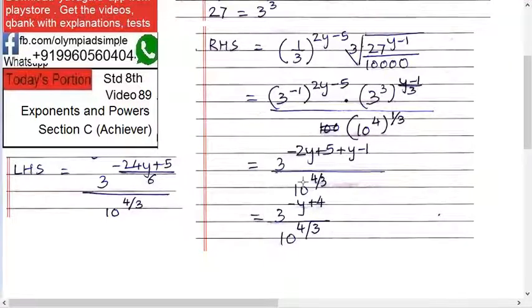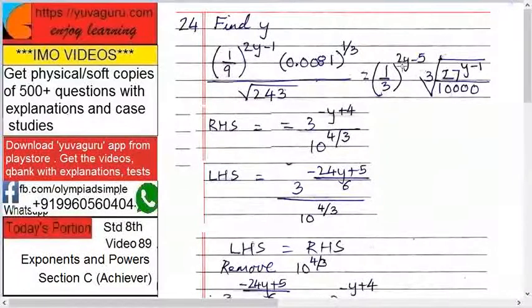3 has gone. Okay. Upon 10 raised to what? 4 upon 3. This 4 by 3 means 4 upon 3. Okay. Why? Because (x^a)^b is x^(ab), multiplication. Okay. So RHS is what? 3 raised to minus 2y plus 5 plus y minus 1, that is 3 raised to minus y plus 4, upon 10 raised to 4 by 3. Now this is RHS. But what is given? LHS and RHS are equal. So we'll have to equate this LHS with RHS. Let's do that. So RHS is this.